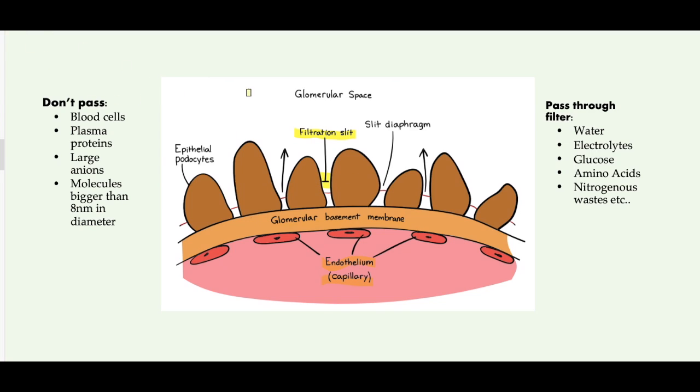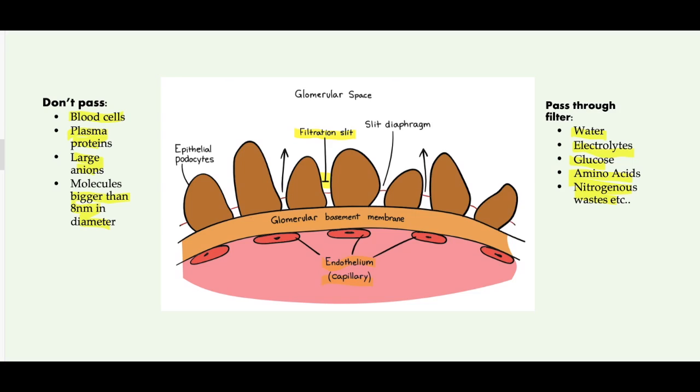Now let's talk about what can and can't pass the filtration membrane. What can't pass the filtration membrane includes blood cells, plasma proteins, and large anions, basically molecules bigger than 8 nanometers in diameter. Now let's talk about what can pass through the filter. This includes water, electrolytes, glucose, amino acids, nitrogenous waste, etc., basically anything less than 8 nanometers in diameter.